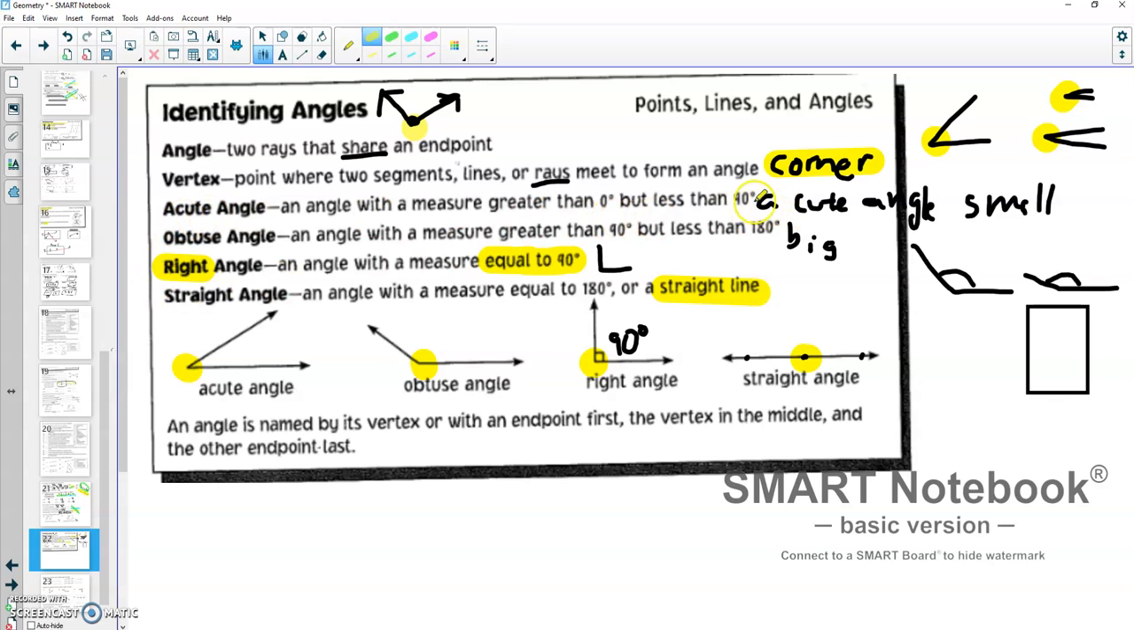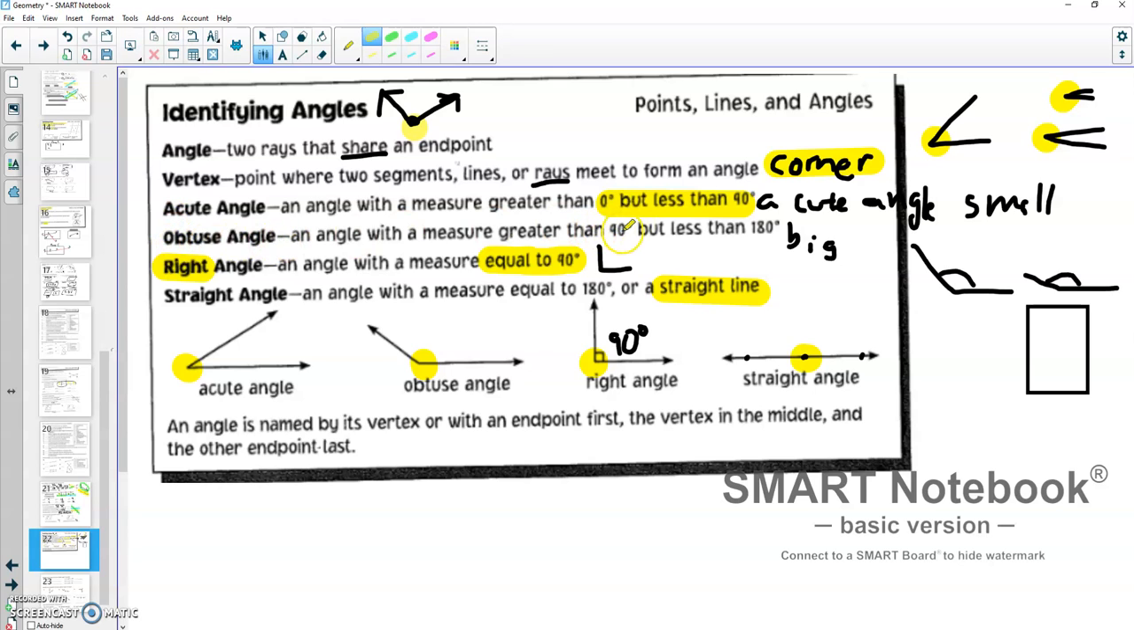Acute angle: it's a small angle greater than 0 but less than 90. Remember, acute angle. It's small. So if it's smaller than 90, it's an acute angle.